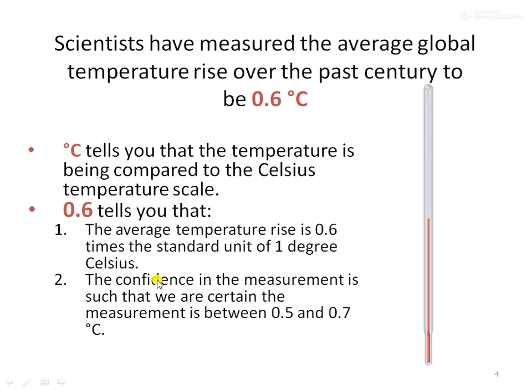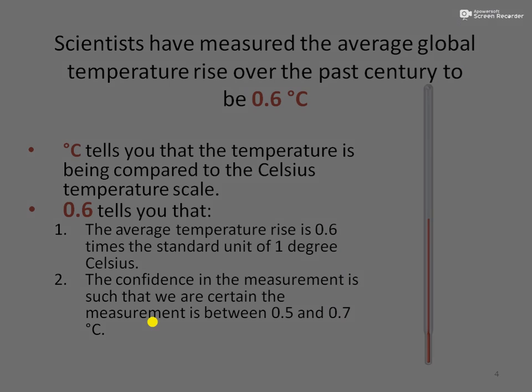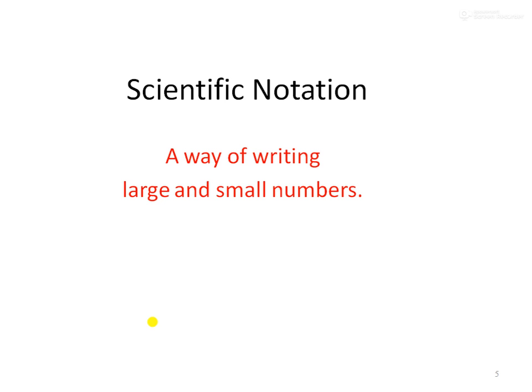And there is always an uncertainty involved in measurement, as I told you. So the confidence in the measurement is such that we are certain the measurement is between 0.5 and 0.7, but this 0.6 can vary, suppose from 0.60 to 0.699 and so on. So that's what we were just talking about, that there is always a limitation of the measuring device as well as of our observer. Now let's talk about scientific notation.